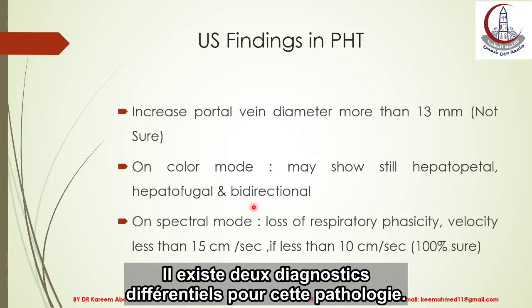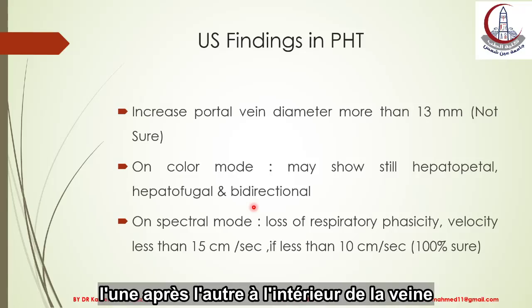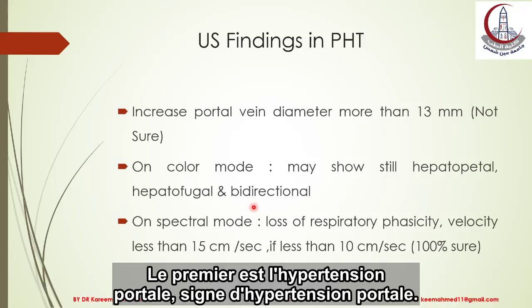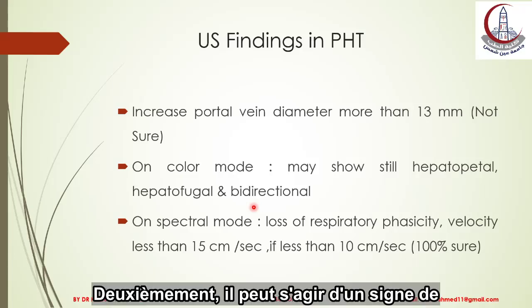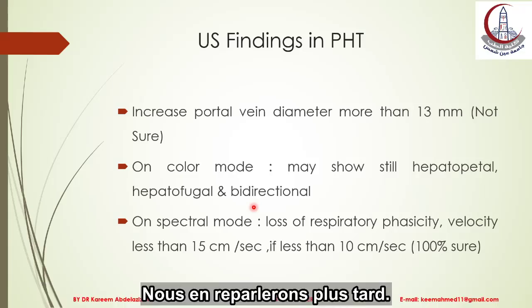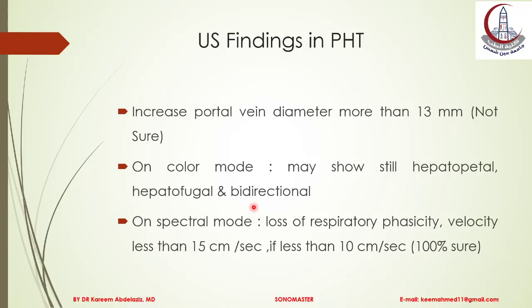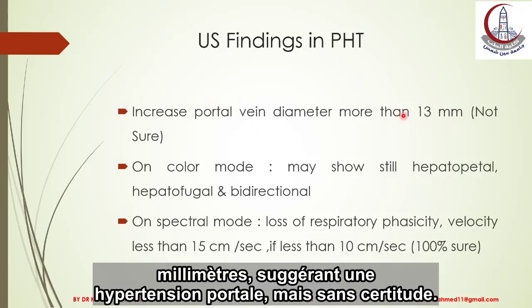We have two differential diagnoses for this condition. If you see two different colors alternating after each other inside the portal vein, you are dealing with two differential diagnoses. One is portal hypertension. Two, it may be a sign of cardiac congestion or hepatic congestion due to a cardiac cause, as we will discuss later. Okay, so again, increased portal vein diameter of more than 13 millimeter is suggestive of portal hypertension, but not sure.